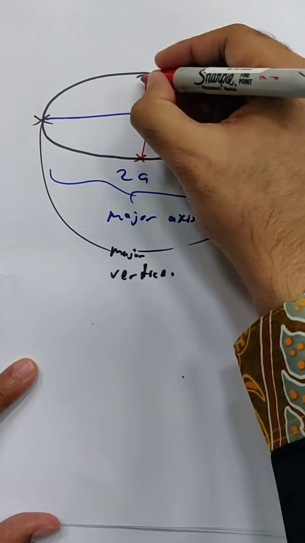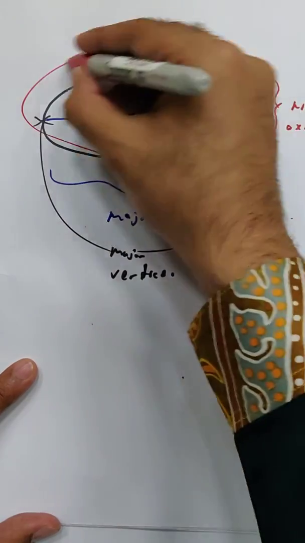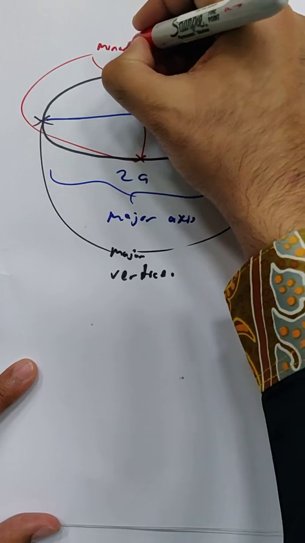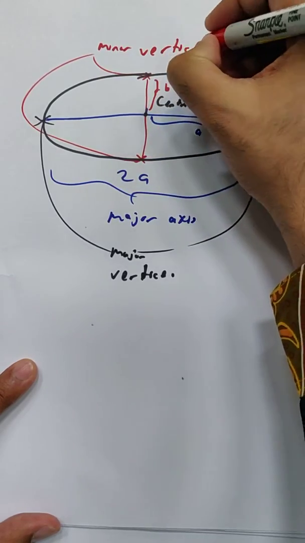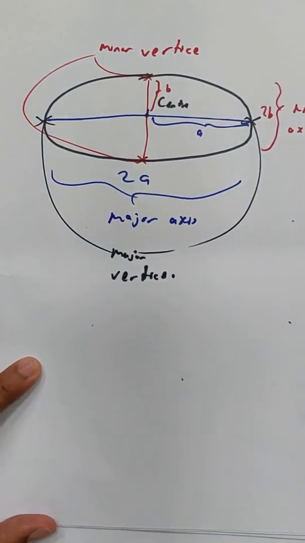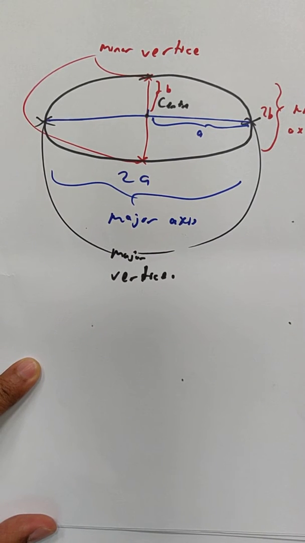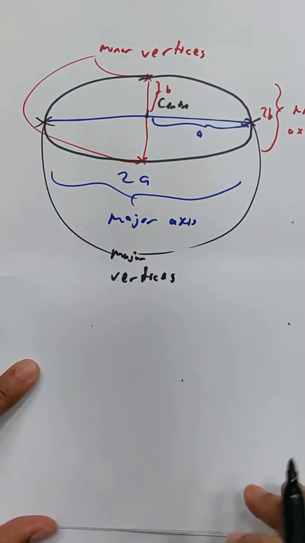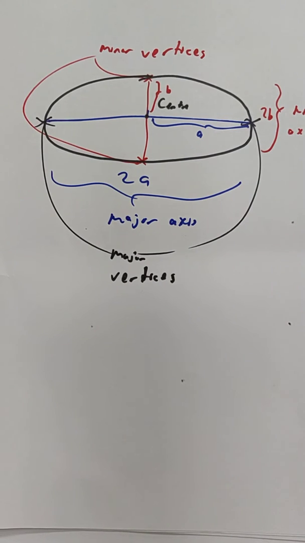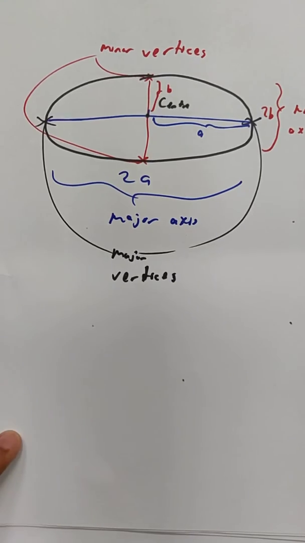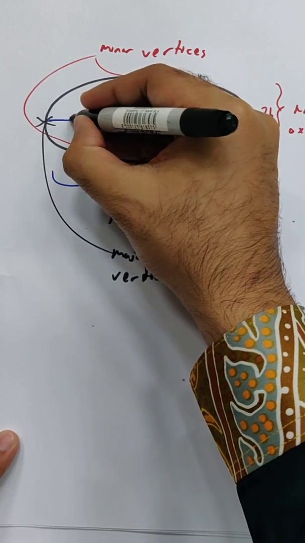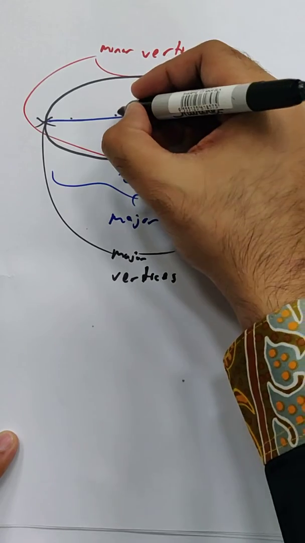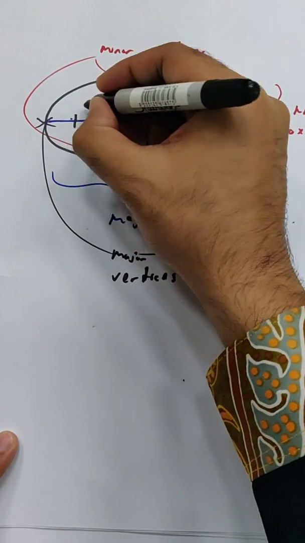And here is what we call minor vertices. Are you okay? Now, where is foci? Foci is somewhere around here. It might be here, it might be here.